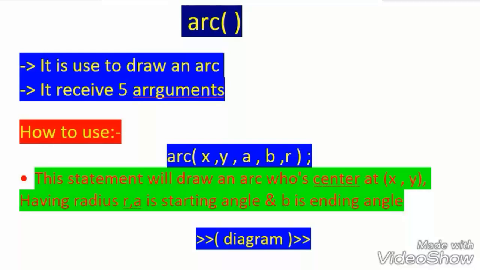The arc function is used to draw an arc. It receives 5 arguments. Now let me explain how to use it. Here you can see a statement which will draw an arc whose center is at point x, y having radius r. A is the angle from which the arc starts and B is the angle at which it ends. Remember one thing, in C++ we give angles in degrees. Now let me explain with the help of a diagram.